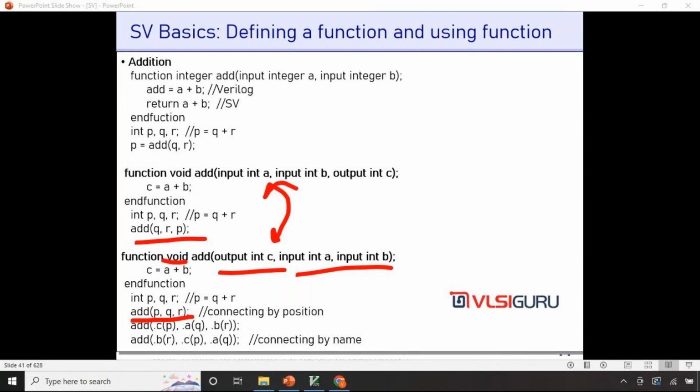So you have to understand how the function has been defined and how you have to call. Blindly, you should not write add pqr, because pqr is alphabetical. P comes first, q comes next, r comes next. You should not write pqr. You have to understand in what order output is there, in what order input is there. In the same context, connection can be done. This connection is called connection by position. This connection is called connection by name. In connection by name, you can write in any order. Clear? This is what I wanted to explain.